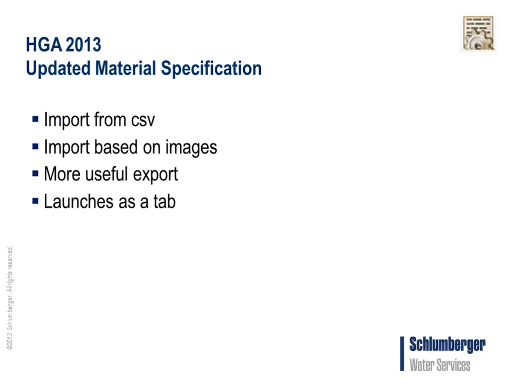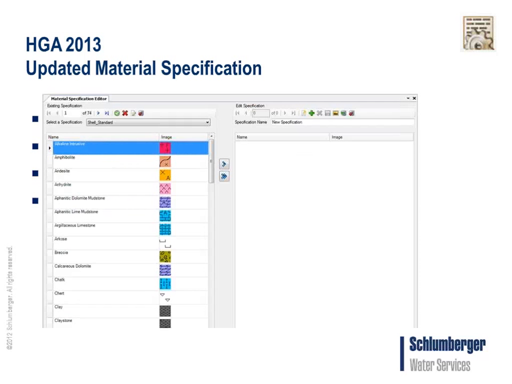And then the material specification. Now this module was also updated. It's similar to the list editor where you have a simplified importing option. You can import based on your images. And the export is a little bit more useful where you're exporting the name of the classification as well as your image. And it also launches as a tab.